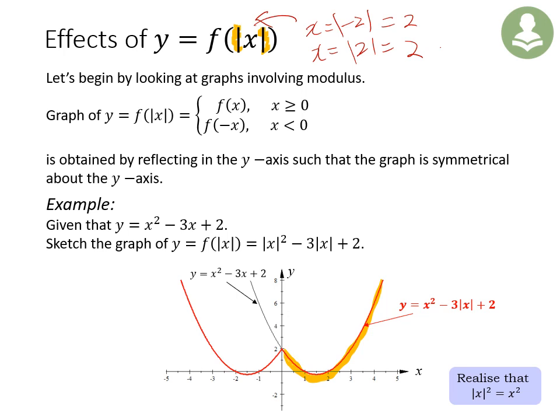So both sides are going to give you the same output, whether you subbed in 2 or negative 2, the output is going to be the same. So what this also means is that we are going to do a reflection about the y-axis. This graph, after its transformation, is going to be symmetrical about the y-axis, and this is the way we do a transformation for f(|x|).